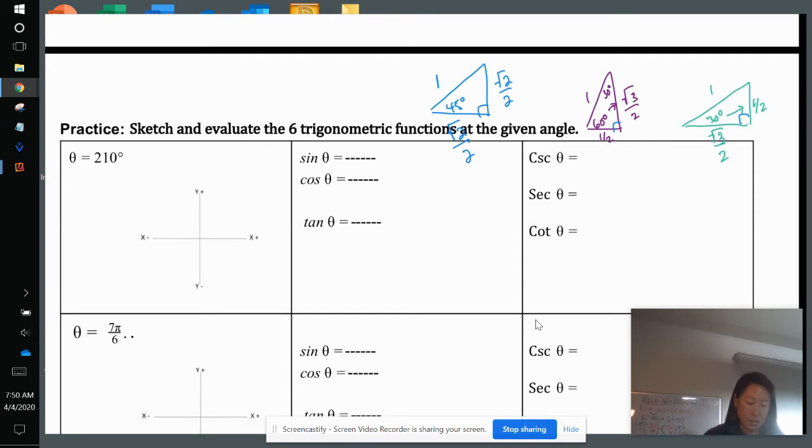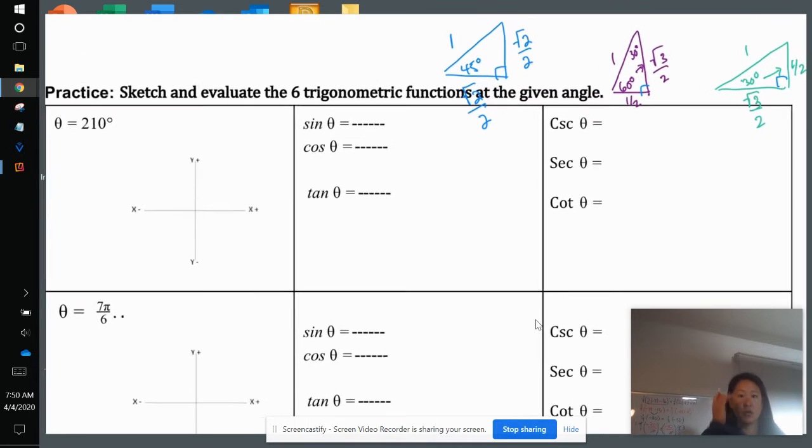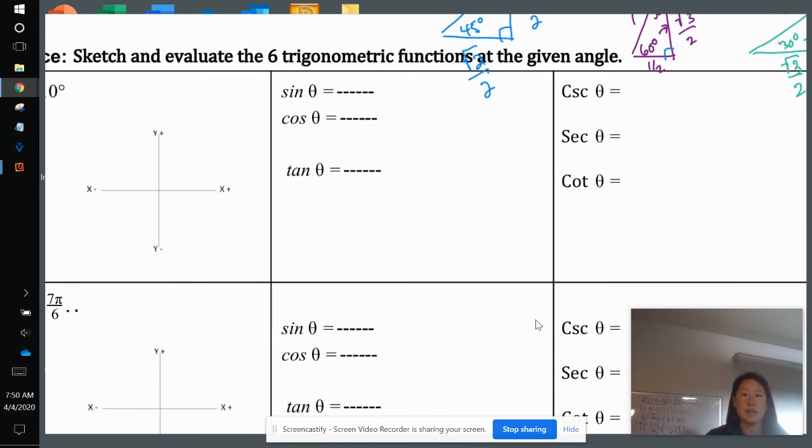Okay, so I'm going to use those for the rest of these problems. What we're going to do is sketch the angle and then write the 6 trig functions, the 6 trig ratios, at the given angle.